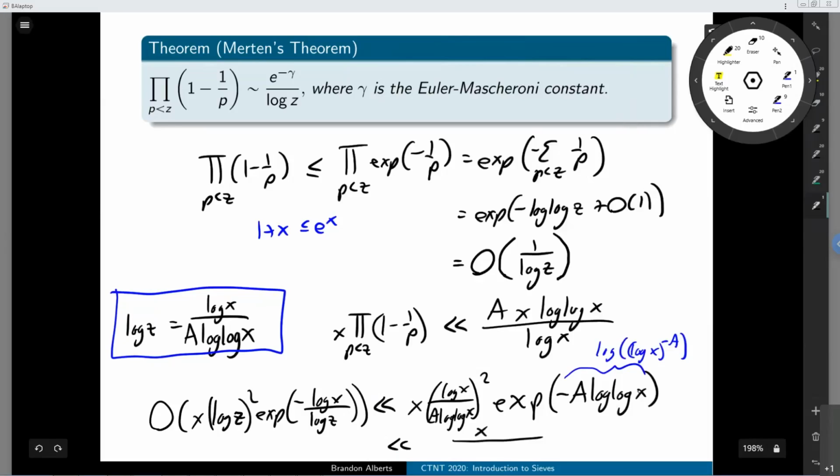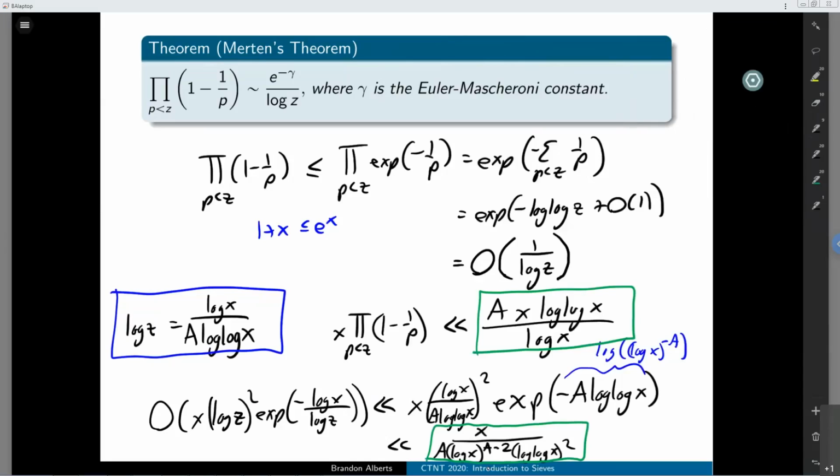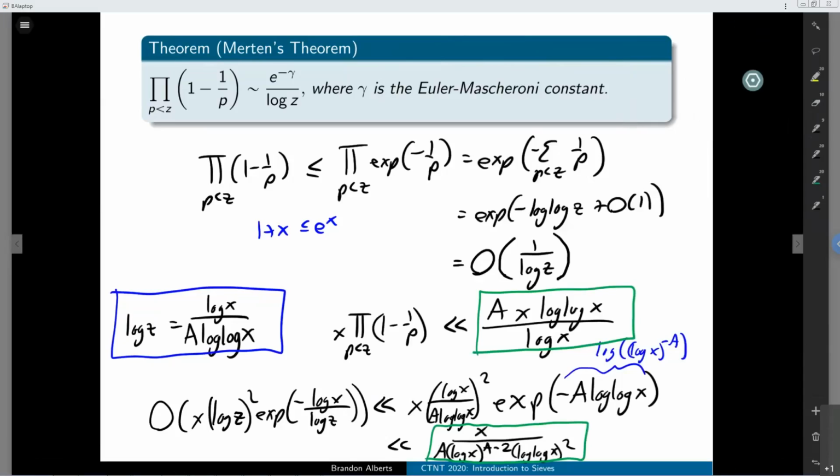We'll put an x on the numerator. A log x to the a is coming from this exponential function, minus 2, because we've got this 2 in the exponent here, log x squared in the numerator, and then times log x squared. And as long as you picked a to be big enough, this error term will be smaller than this main term, because you can make the denominator grow faster by choosing a to be larger. This is a very useful choice of log z, and I'll mention it again in the overflow lecture, which will be posted sometime this weekend.